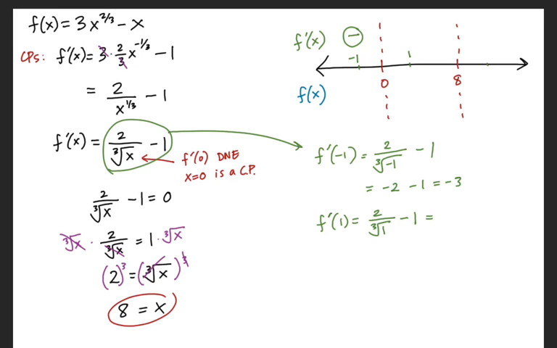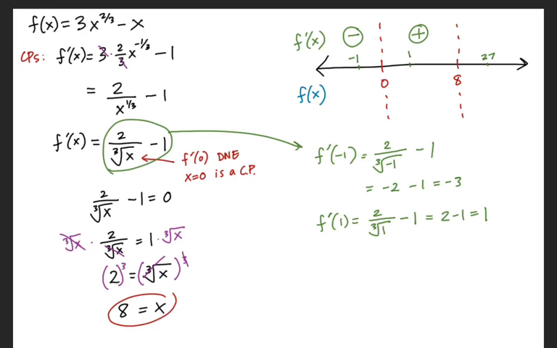So cube root of 1 is 1, so this is 2 minus 1, which is 1. Again, I don't care that it's 1, I just care that it's a positive number. And then I'm going to pick a number to the right of 8. Now I'm actually going to pick 27. You could pick any number that you want, 9, 10, 11.